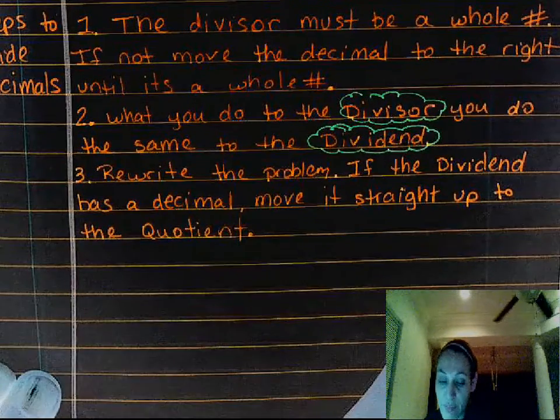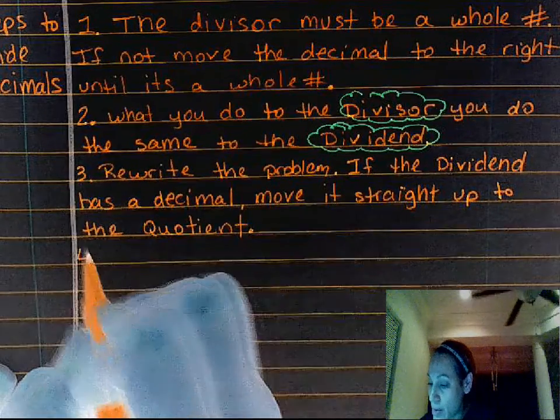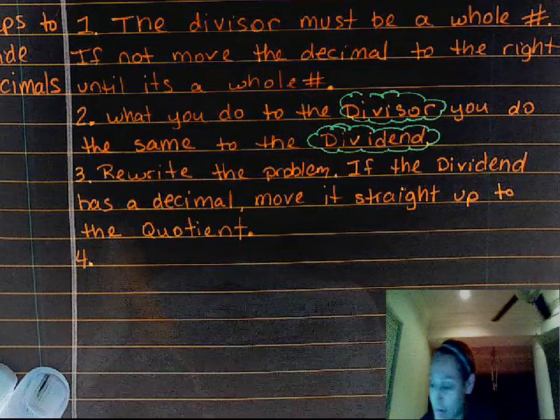Okay, so we're going to look at some examples. Oh, and then you just divide like normal. Let's make that the 4th step. Divide like normal.